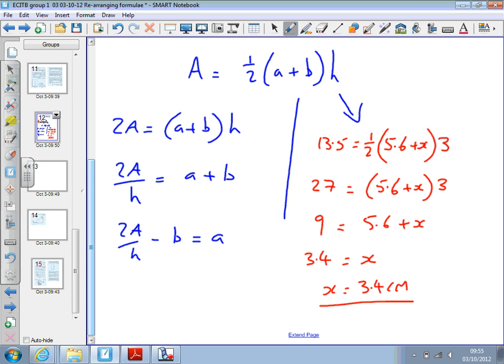And then we could put the numbers in, because we know A and h and the other side, and we could find it. Okay? More general way, because we might have lots of these trapeziums that we want to find this side for. So instead of having to solve the equation every time, if we've got the general formula, we can just plug the numbers in and work it out. Okay?